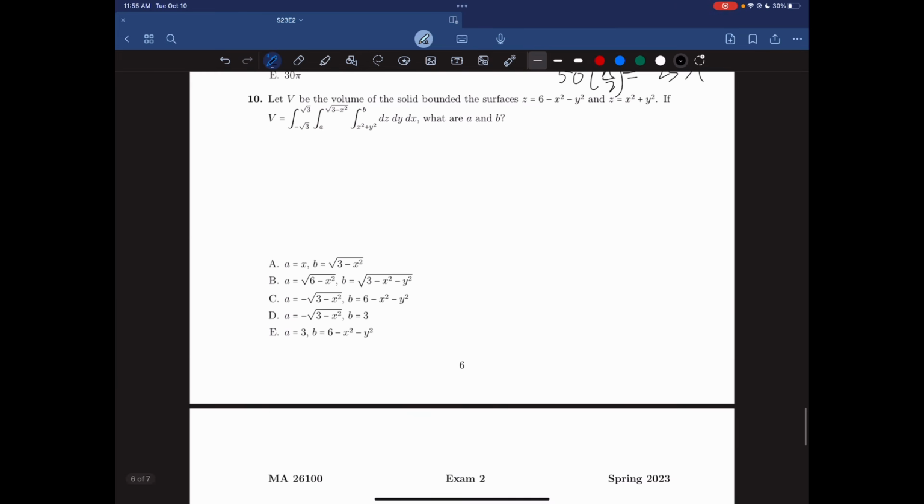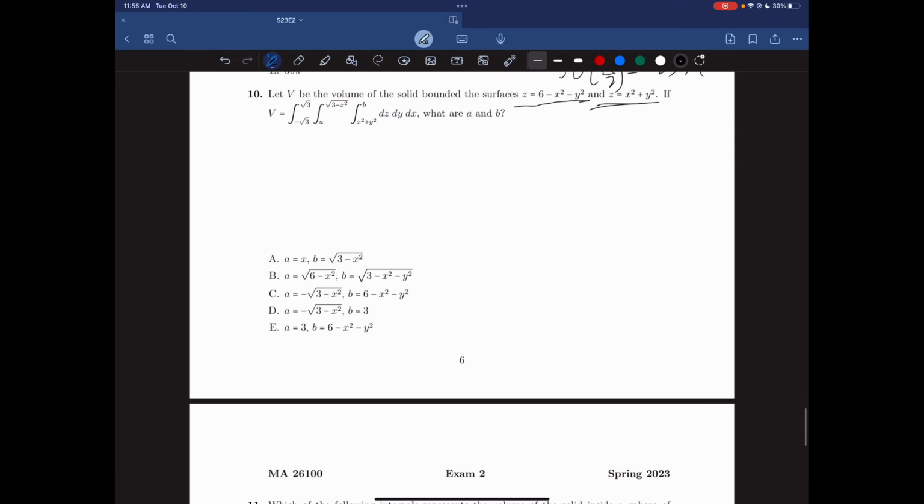Number 10, let V be the volume of the solid bounded by the surfaces z equals 6 minus x squared minus y squared, and z equals x squared plus y squared. So if you draw them out, these are just going to be two paraboloids. Very nice. I love paraboloids. And then positive one right here. So I'm guessing, oh, we're using regular coordinates. Interesting.